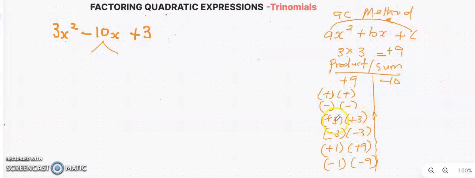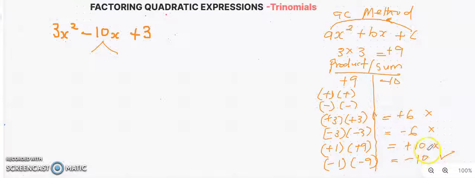Let's see. 3 plus 3 is equal to positive 6. That is not negative 10. Minus 3 minus 3 is equal to minus 6, and that is not negative 10. 1 plus 9 is equal to positive 10. That is not negative 10. Minus 1 minus 9 is equal to minus 10. Here is the negative 10. So the factors of positive 9 that add up to negative 10 are minus 1 and minus 9.